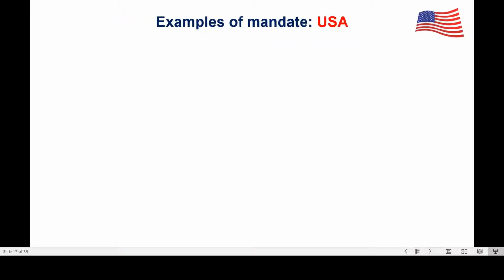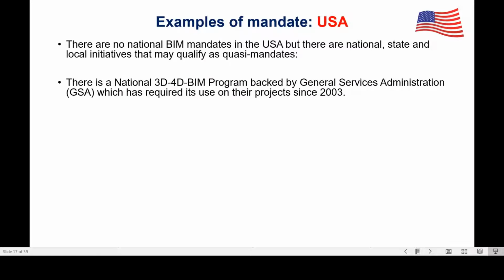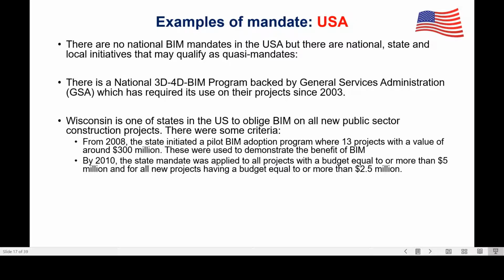In the USA, America, there are no national BIM mandates, but there are national, state, and local initiatives that may qualify as a sort of quasi mandates, semi mandates of some sort. In fact, some of them are actually mandates, but they are not as exhaustive as you'd expect to find in other countries. There has also been a national program for BIM that is backed by the US General Services Administration, and it has required people to adopt these programs since 2003.